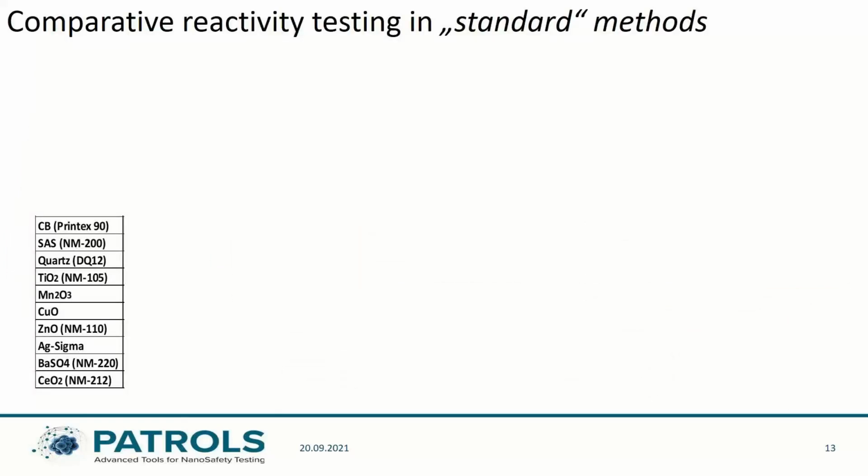Then I will jump over to the comparative reactivity testing we did in bracket standard methods. Here we applied also 3 control particles, so carbon black Printex 90 and manganese oxide and copper oxide, known to be oxidative reactive materials, to have some positive controls, as the materials in patrols are not that reactive.